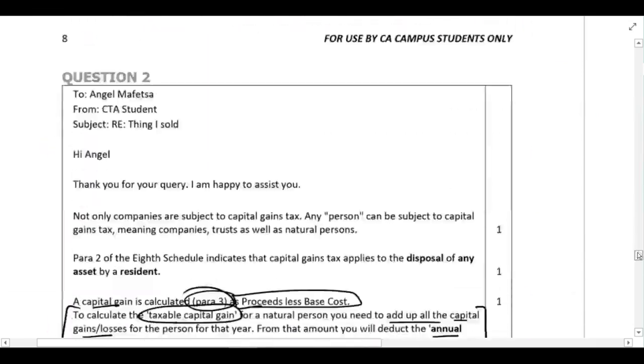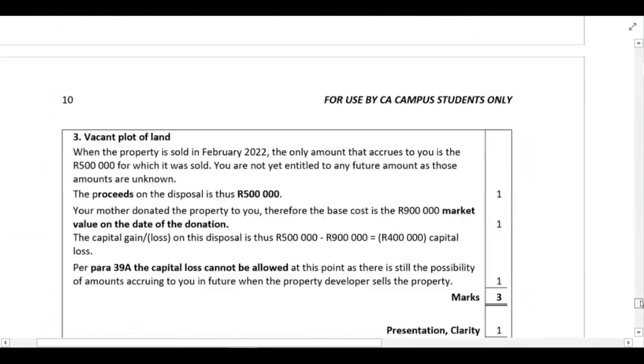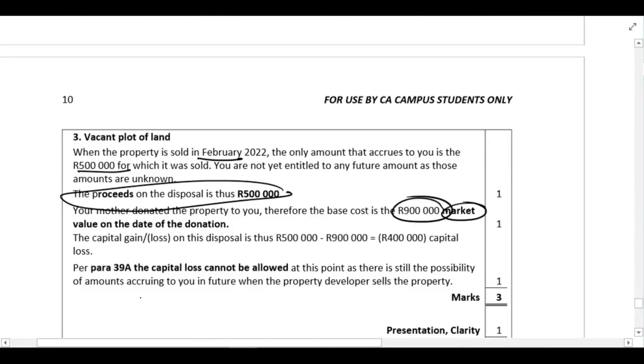Okay, again, let's quickly go and see the solution. So when the property is sold, the 500,000 is your proceeds. The market value is the 900,000 when you got it from your mother. So it's a 400,000 capital loss, and you just state that you can't claim it. So you can see it's really whatever you did in the calculation, just doing it in a discussion. And when you're looking at solutions from other places and so forth, sometimes it might feel to you like it's not as clear, but that is exactly what you still do. If you follow this approach that I've said there, you should get your marks.